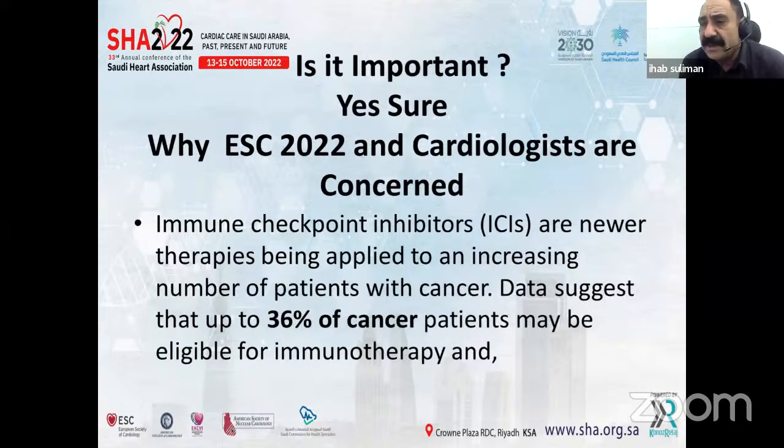Why are we as cardiologists or physicians concerned with immune check inhibitors, which are a new type of cancer therapy? It is important to know that oncologists believe that up to one third of cancer patients may be eligible to get immune therapy at some point in their cancer therapy, especially metastatic cancer, and especially types of cancer like melanoma, which was the first example of cancer treated with immune check inhibitors.